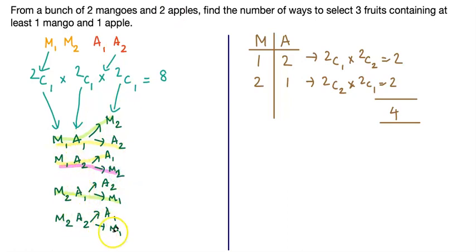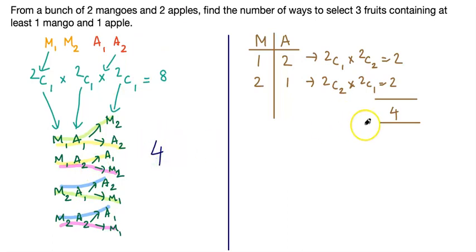Is that present anywhere else? Well, that's right here. M1, M2, A2. So another case of double counting. And finally, there is M2, A1, A2, right? And that is again double counted here. So how many unique colors are here? 1, 2, 3, 4. So there are only 4 unique combinations.